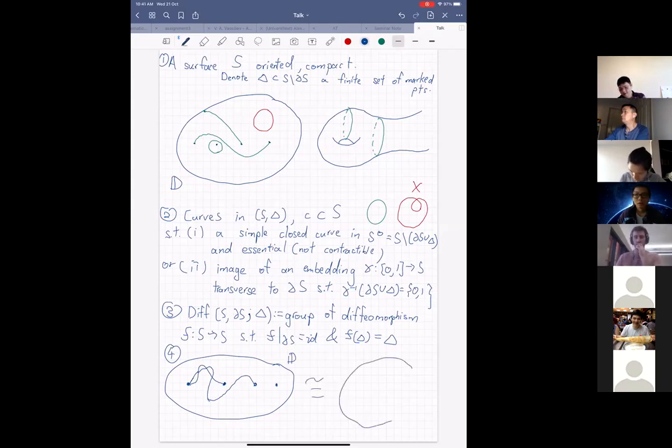isotopy so that actually they intersect at only one point, right? So this one has 1, 2, 3, 4, but this one has 1. So to be technical, you need to introduce one notion called the minimal intersection. I won't discuss it here because the definition is very technical. But the idea is you need to isotope so that you don't have this kind of bigon or something else.